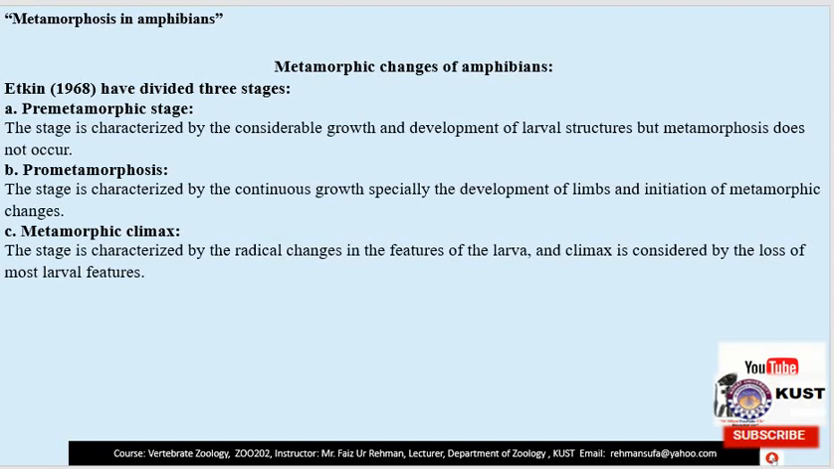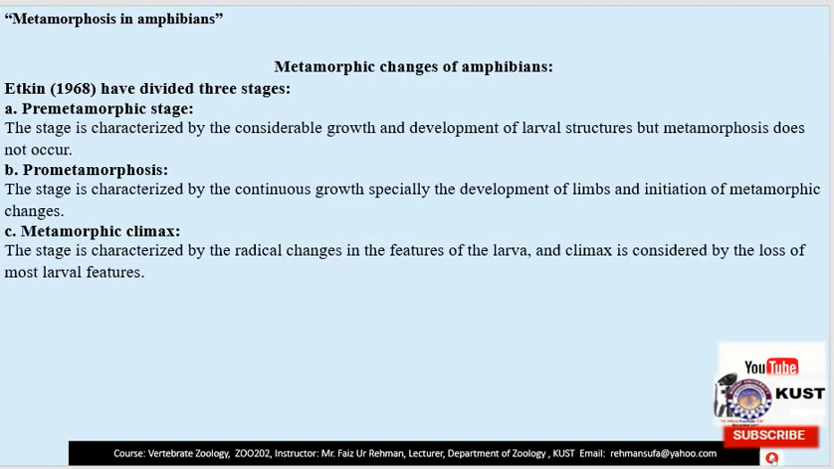Second, pro-metamorphosis. This stage is characterized by continuous growth, especially the development of fore and hind limbs, repositioning of the eyes, thinning of the operculum, and development of muscular jaws. In this phase, the tail and gills are completely reabsorbed.